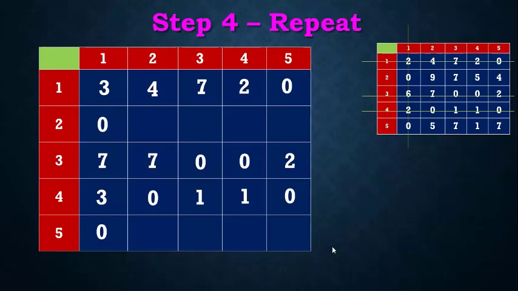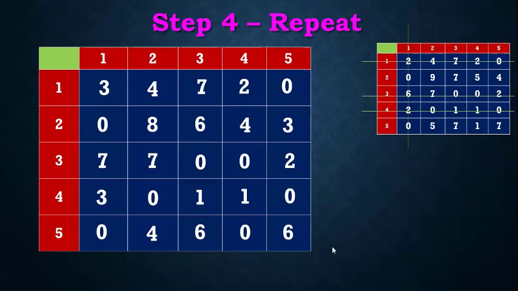the remaining cells have no lines, therefore we subtract theta. 9 minus 1, 7 minus 1, 5 minus 1, 4 minus 1, 5 minus 1, 7 minus 1, 1 minus 1, 7 minus 1. So again we repeat the optimality assignment step.